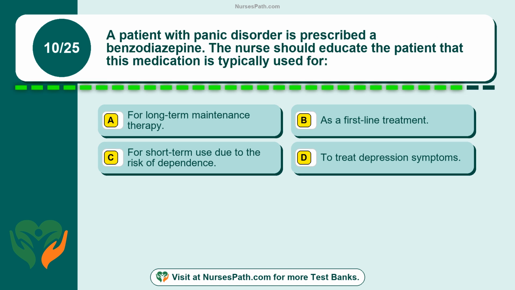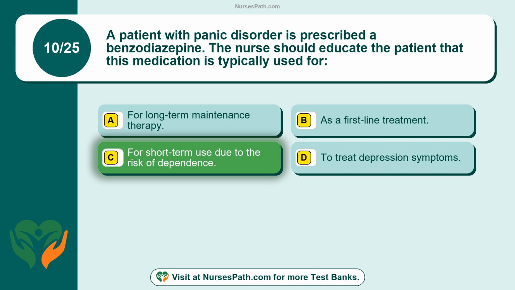Question 10. A patient with panic disorder is prescribed a benzodiazepine. The nurse should educate the patient that this medication is typically used for option A, for long-term maintenance therapy, option B, as a first-line treatment, option C, for short-term use due to the risk of dependence, option D, to treat depression symptoms. The correct answer is option C, for short-term use due to the risk of dependence.